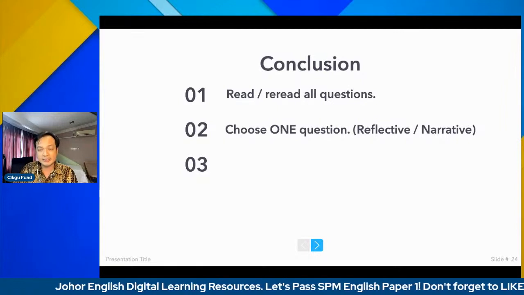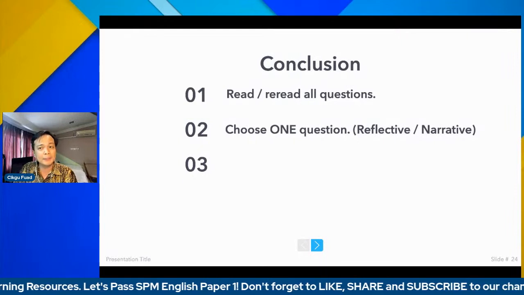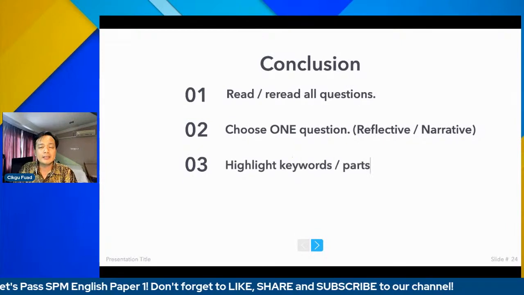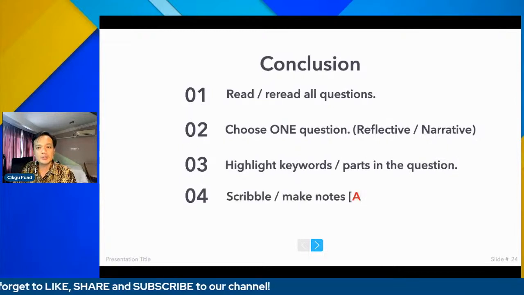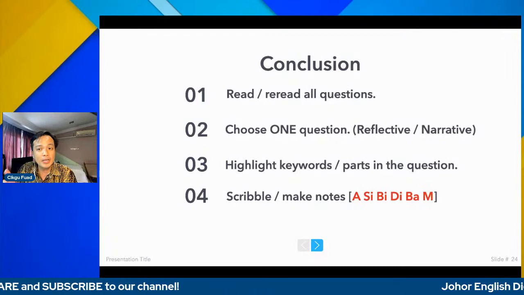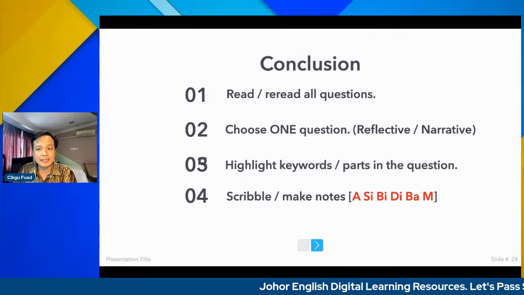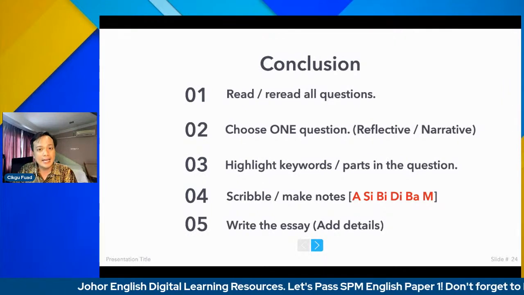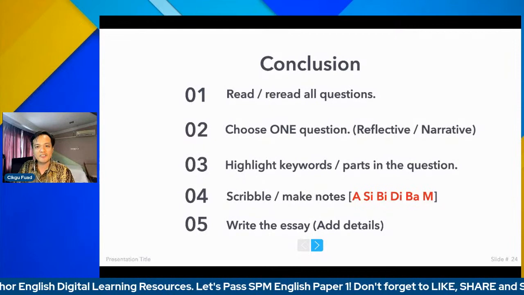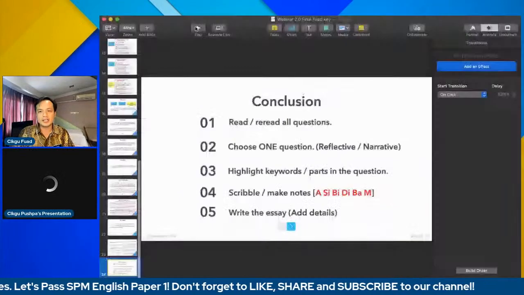Okay, narrative is a story. Kalau ada cerita, okay, go for that. That is a bit simpler. Okay, and then highlight keywords and parts in the question. And number four, you need to scribble and make notes. Remember the formula: ASIBD BAM. Apa, siapa, bila, di mana, dan bagaimana. And then write the essay and add more details. Okay, that is all for my part, and I will pass this to Cikgu Pushpa.